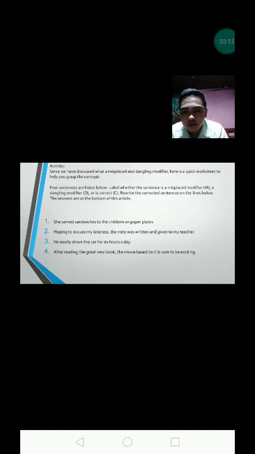Our activity for today: since we have discussed what misplaced and dangling modifiers are, here's a quick worksheet to help you grasp the concept. Four sentences are listed below. Label whether the sentence has a misplaced modifier, write M, or a dangling modifier, write D, and if correct, write C. Then write the corrected sentences on the line below. The answers are at the bottom of the article, and I will present the answers after the activity.